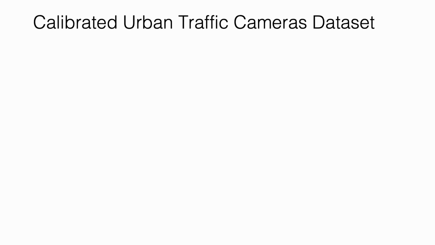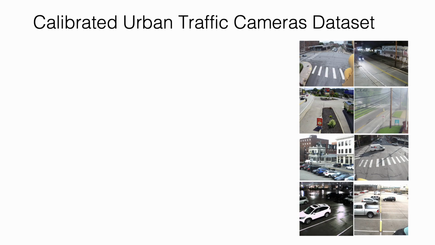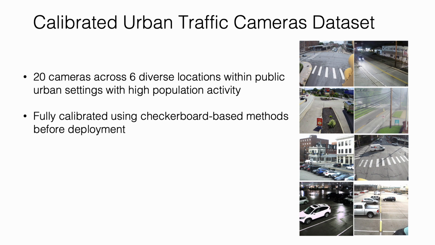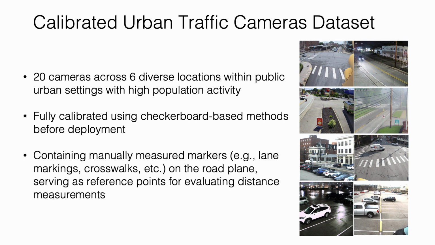For quantitative evaluation, we propose a new dataset called Calibrated Urban Traffic Cameras. It contains 20 cameras across 6 diverse locations. They are fully calibrated, and it contains manually measured distances on the road plane that can be used for evaluating distance measurements.